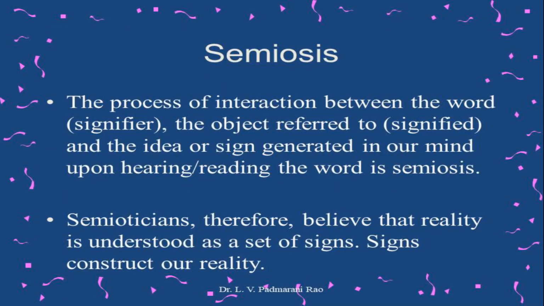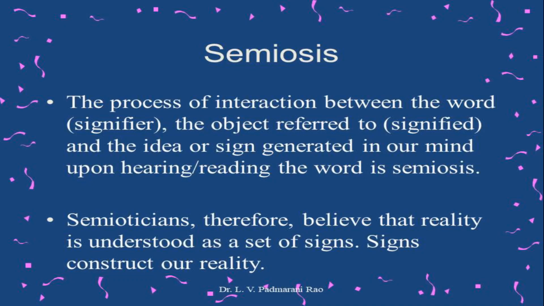So semiosis is the process of interaction between the word, the signifier, and the object that is referred to, which is the signified. And the idea or sign generated in our mind upon hearing or reading the word is exactly what is called semiosis. How do we get the meaning of a particular word is what is called semiosis. Semioticians, therefore, believe that reality is understood as a set of signs. Signs construct our reality, and it will be this particular notion of language and signs that post-structuralism will build upon in the 1960s and later.